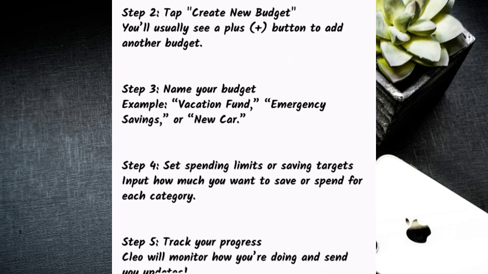And then you're going to name your budget. For example, you could use vacation funds or emergency savings or a new car, new house, whatever it is. Go ahead and name your budget. Then you're going to set spending limits or savings targets. Here you can input how much you want to save or spend for each category.